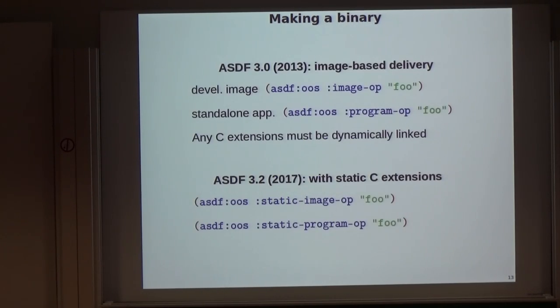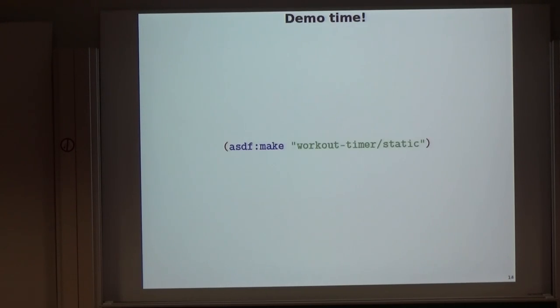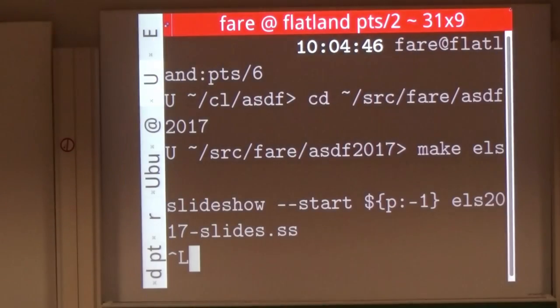Making a binary: since ASDF 3, we already can deliver a binary, but extensions must be dynamically linked. And now with CFFI toolchain and ASDF 3.2, just this year, we can have ASDF OS static image up through, and that will create a development image where everything is pre-compiled and you can just restart it instantly. Or you can deliver an application static program. And at demo time, of course, we'll have a demo effect. It will not work.